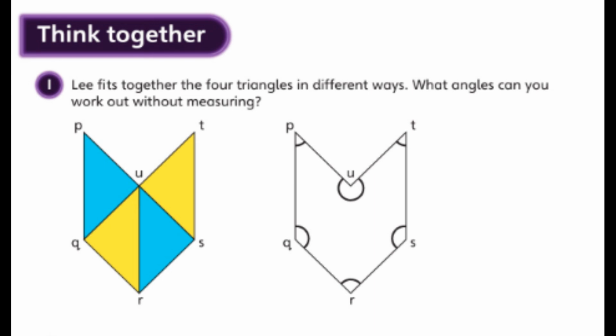So this is Think Together question 1. It says, Lee fits together the 4 triangles in different ways. What angles can you work out without measuring? So that means they don't want us to use a protractor.